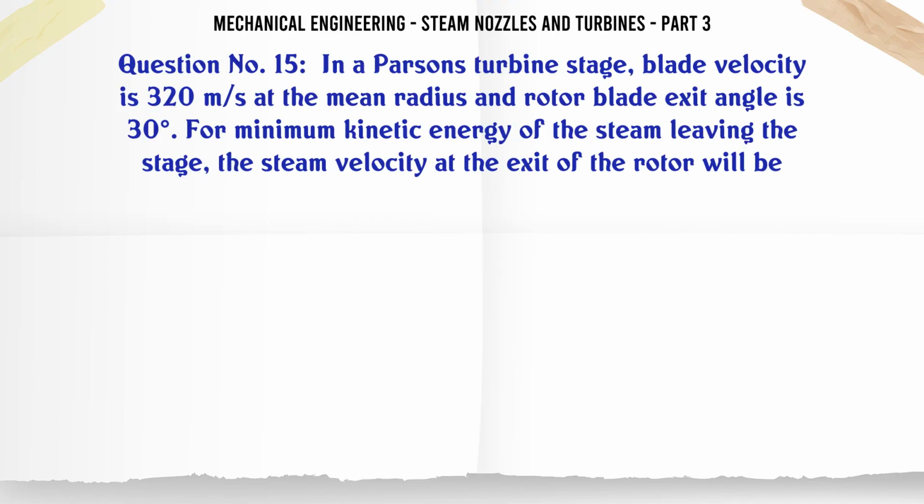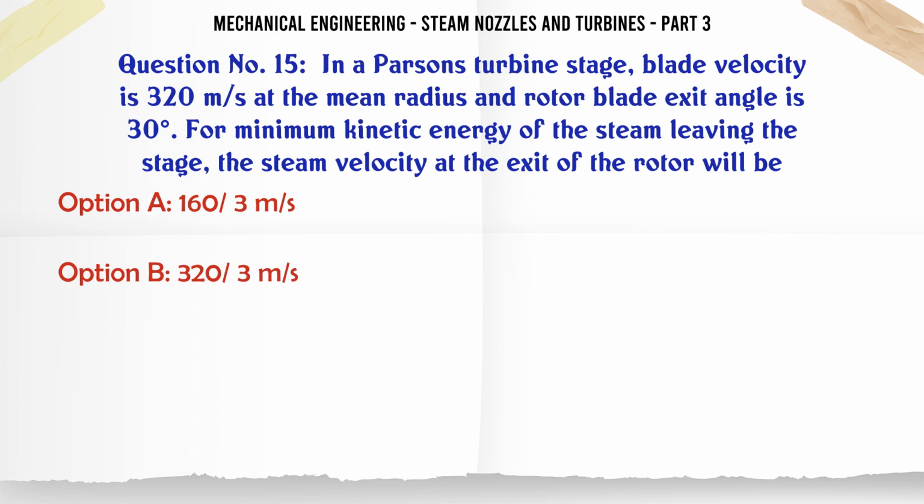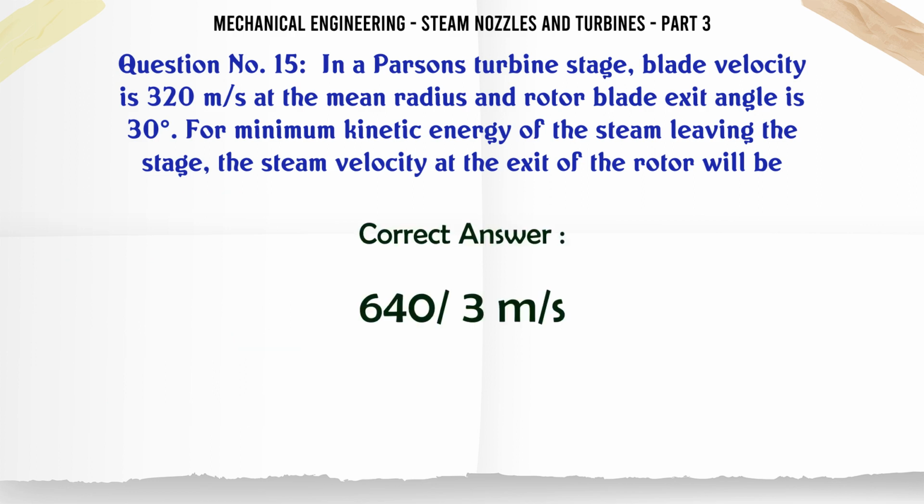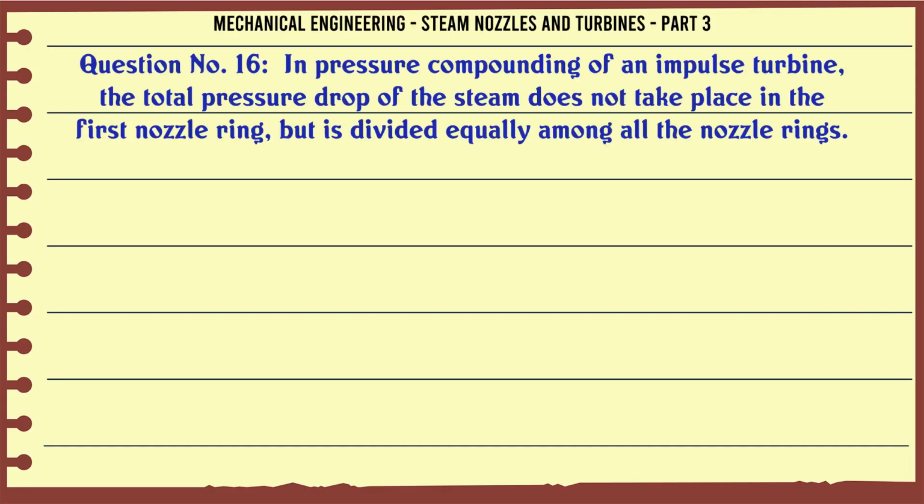In a Parsons turbine, stage blade velocity is 320 m/s at the mean radius and rotor blade exit angle is 30°. For minimum kinetic energy of the steam leaving the stage, the steam velocity at the exit of the rotor will be: A. 163 m/s, B. 323 m/s, C. 643 m/s, D. 640 m/s. The correct answer is 643 m/s.